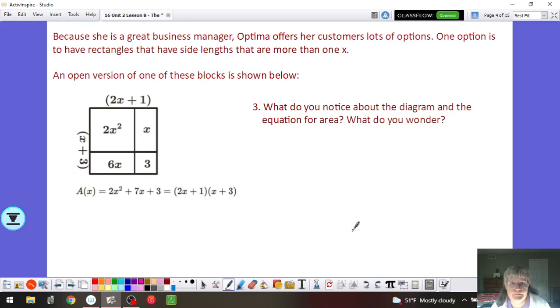Now back to Optima. She's offering her customers lots of options, and one option is to have rectangles that have side lengths that are more than 1x. So in this open version, this side has a length of 2x, while the other side is only x. There's an additional inch and an additional 3 inches. So what do you notice about the diagram and the equation for area? What do you wonder? Well, one of the things students noticed, we only have 2 expressions here. We don't have one with a greatest common factor. So we said there aren't any common factors.